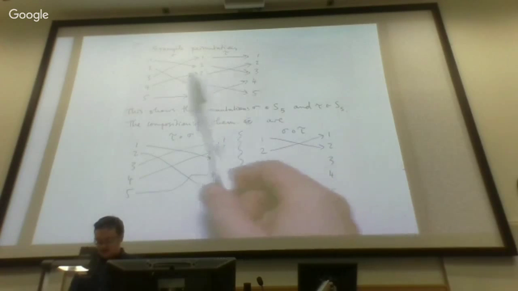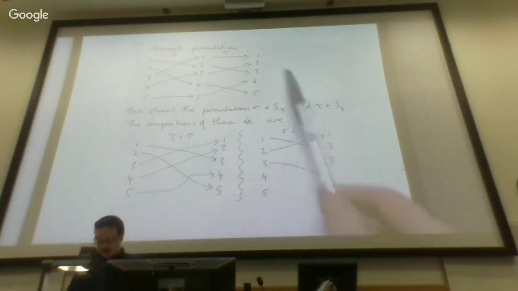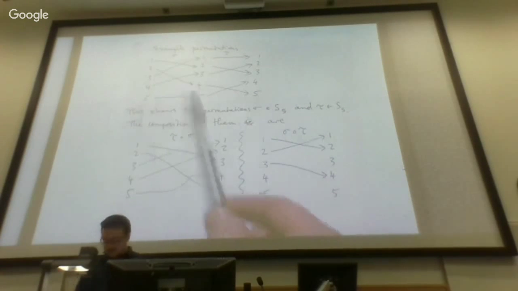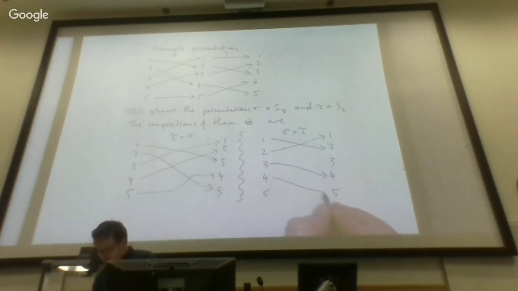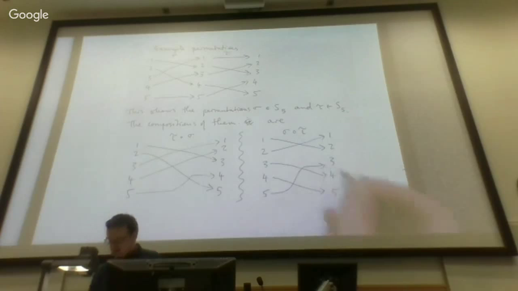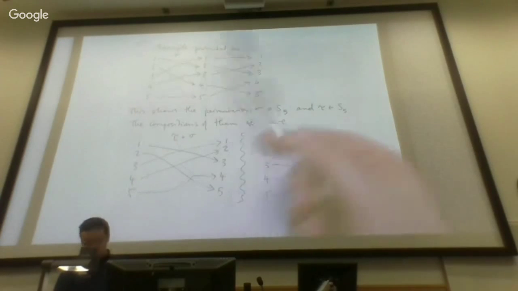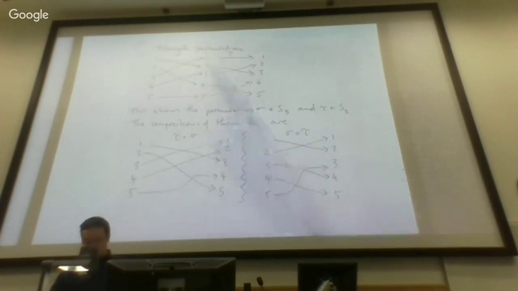Tau sends 3 to 2, and sigma sends 2 to 4, so 3 goes to 4. Tau sends 4 to 5, and sigma sends 5 to 5, so in total 4 goes to 5. Where does 5 go? Well, it has to go to 3. But just check, 5 goes to 4 under tau, and then sigma sends 4 to 3. So yes, in total 5 goes to 3.